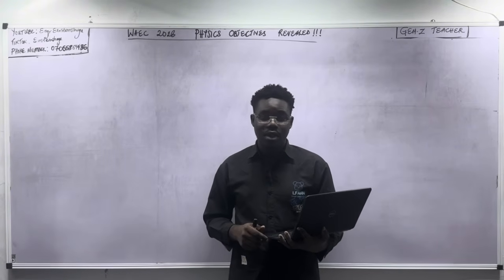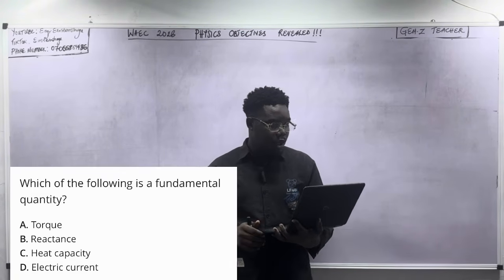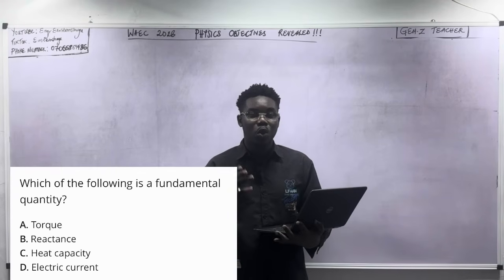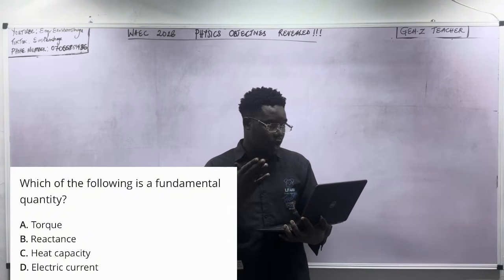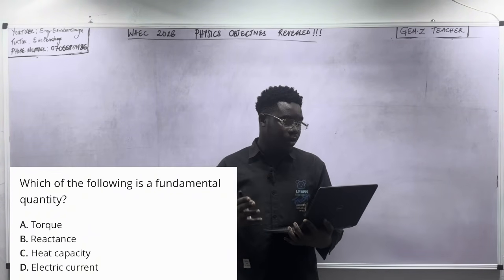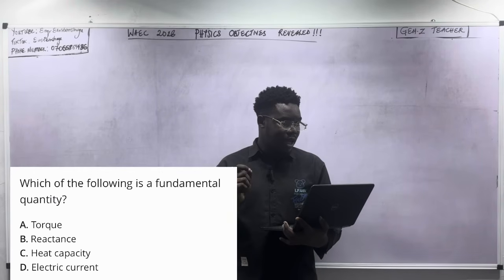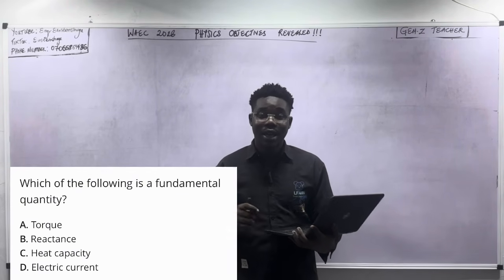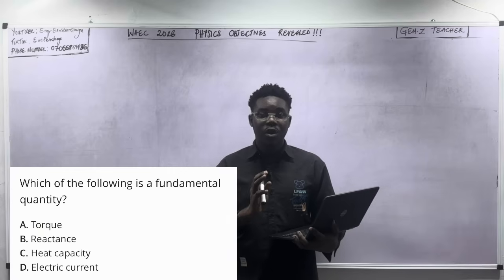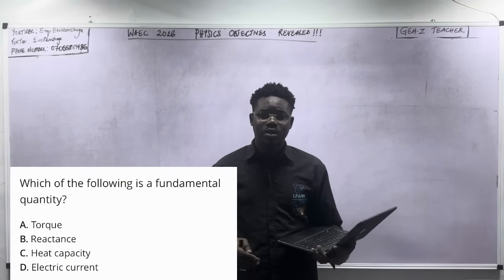Question number 1 says, which of the following is a fundamental quantity? As the options are on the screen, option A, we have torque, B, reactance, C, heat capacity, and D, electric current. Now, quickly, before I give you the answer, what are fundamental quantities?